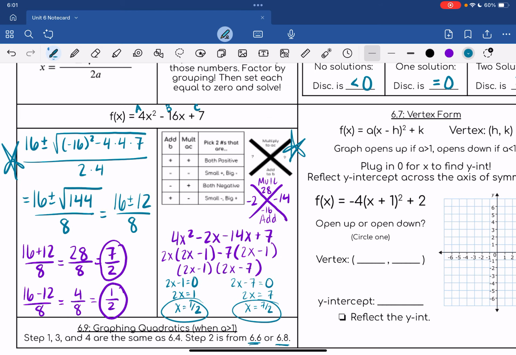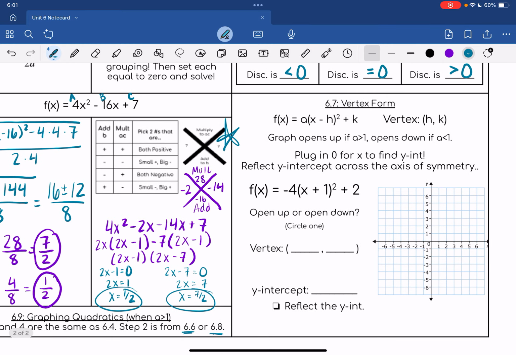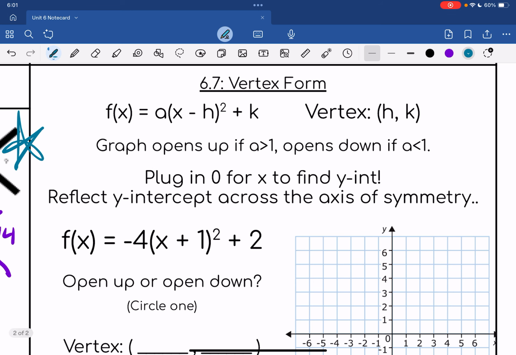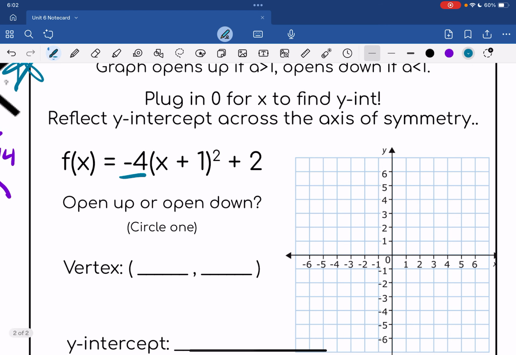Okay, very last thing on here is vertex form. Vertex form was this completely other form of a quadratic, so it's its completely own thing. Our vertex is that h comma k. We open up if a is positive, we open down if a is negative, and then we plug in 0 to find our y-intercept. So this one, our a value here is negative, so we open down.